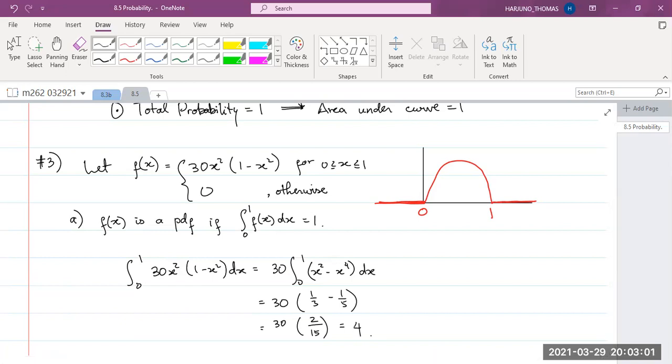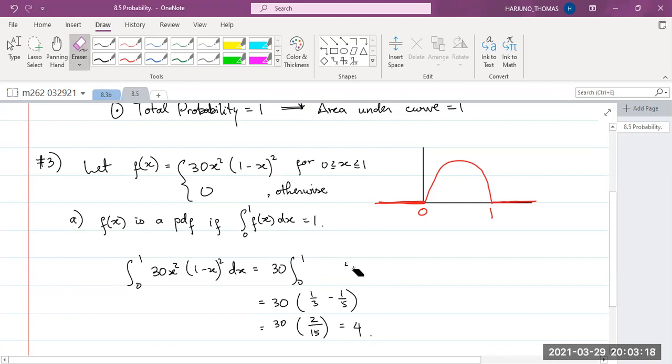Oh, you know what? I copied the question wrong. I'm sorry. I copied this one wrong. The square is outside. Man, I was like, something is not right. So it should be like this. So that's not what it looks like. My bad.